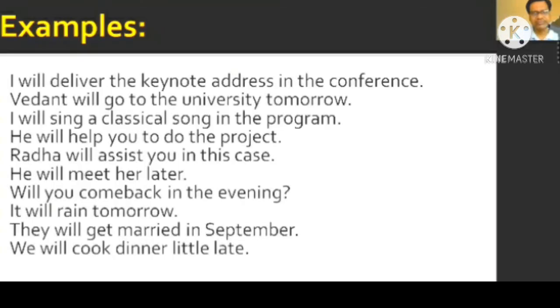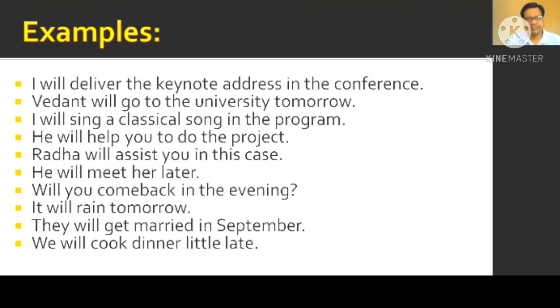See, in all these cases, you will find that there is a subject followed by shall or will in the respective sentence. What happens then? You get this kind of sentences. I will deliver the keynote address in the conference. So will deliver is indicating the future happening.